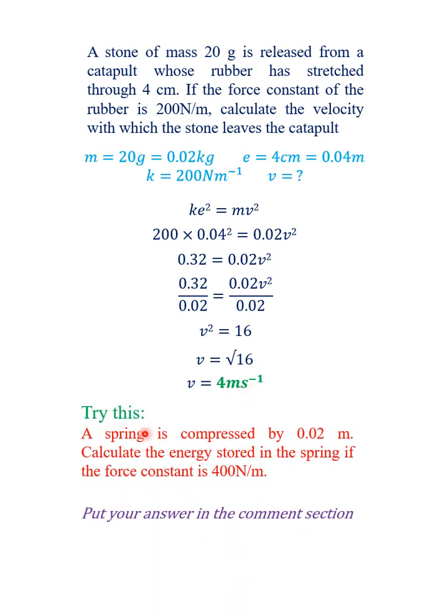Please try this. A spring is compressed by 0.02 meters. Calculate the energy stored in the spring if the force constant is 400 Newton per meter.